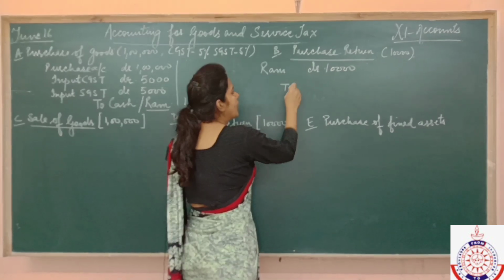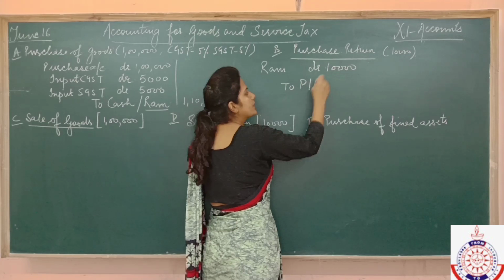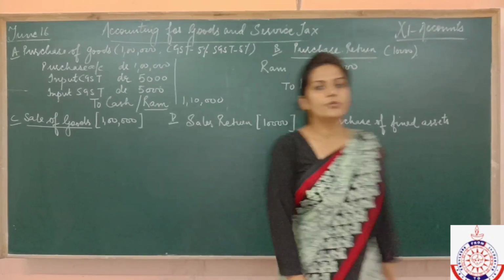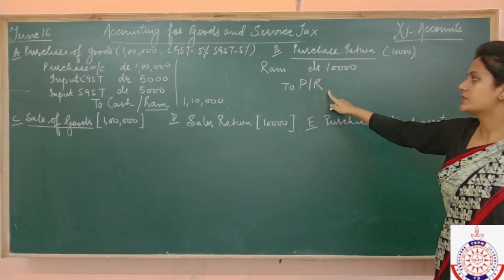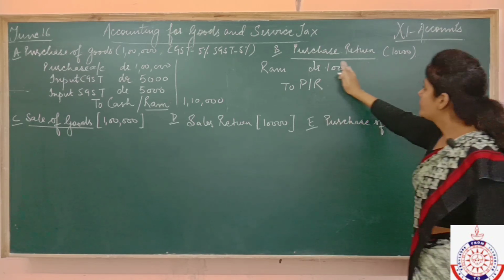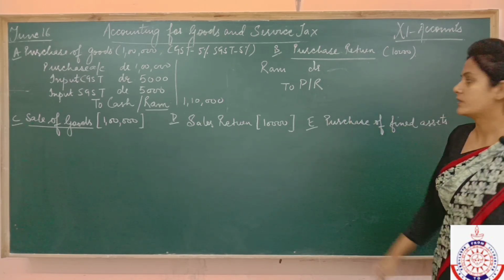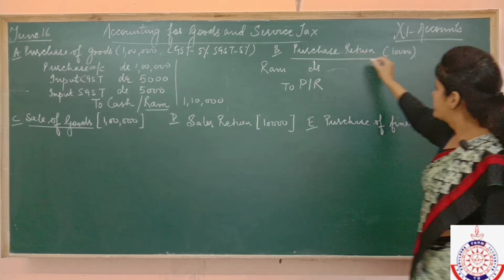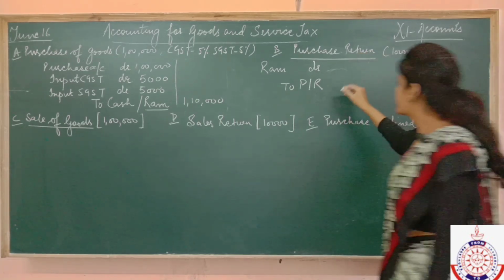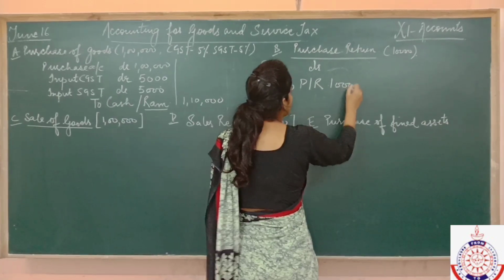So what goes out of the business? Goods go out of the business. So we'll use the word purchases return. Fine, we'll use the word purchases return. How much value of the goods have we returned? 10,000. So write here 10,000.